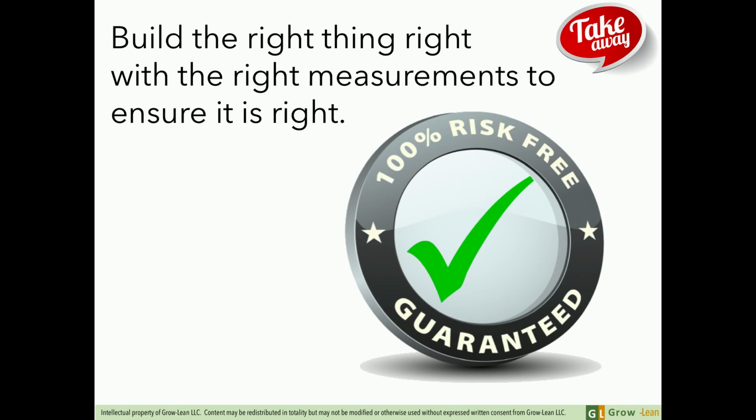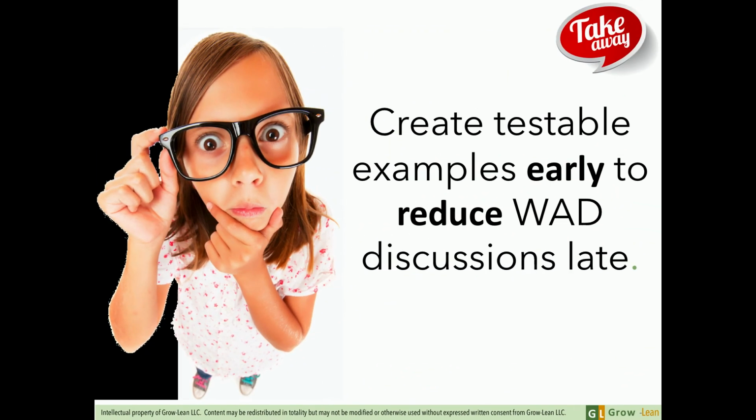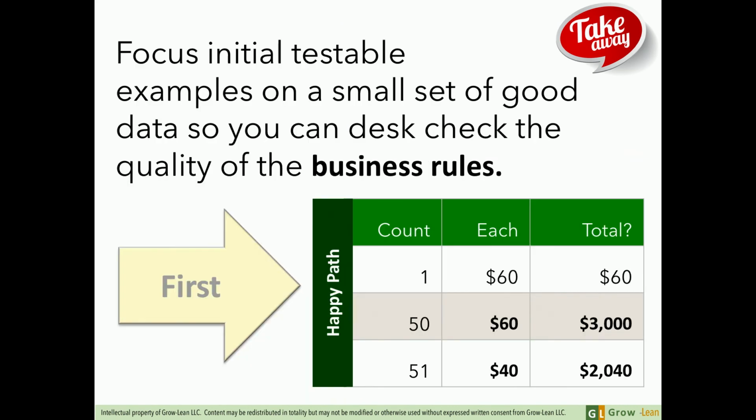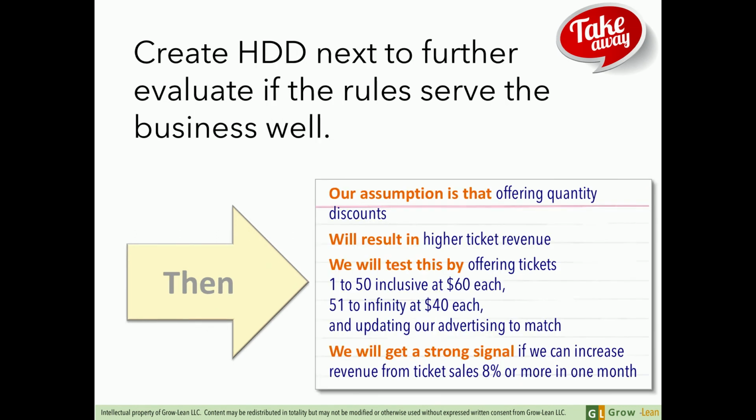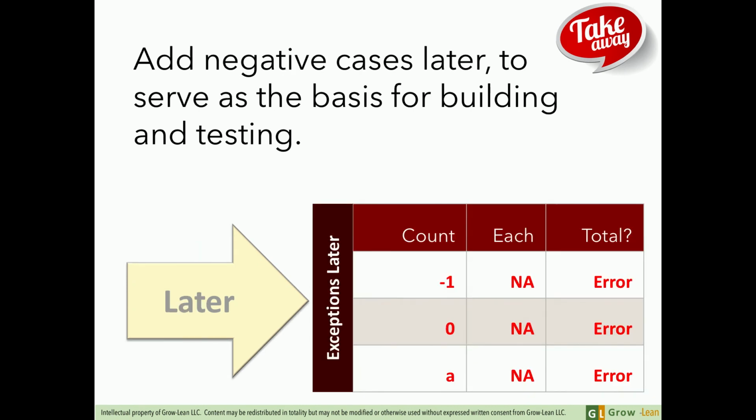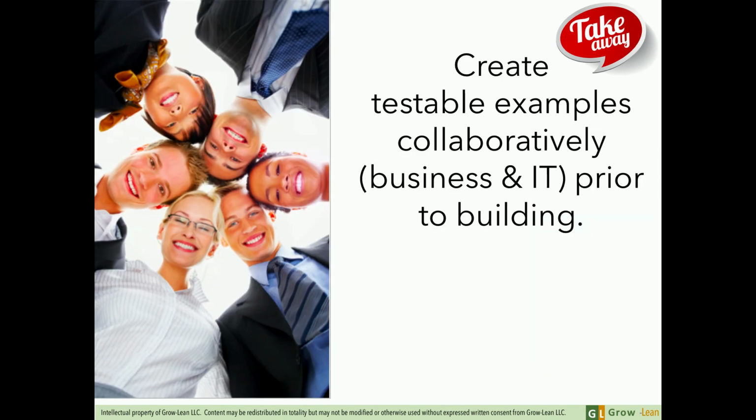Build the right thing, right measurements, make sure it's right. Create those testable examples early to reduce the why discussions later. You'll identify the bad business rules. Keep those business rules in clean test cases. Don't worry about the negative test cases. Test the boundaries. Write the HDD as a further desk check. Then worry about what I'll call verify. You're flipping the normal sequence. You're doing validate, then verify, instead of verify, then validate.